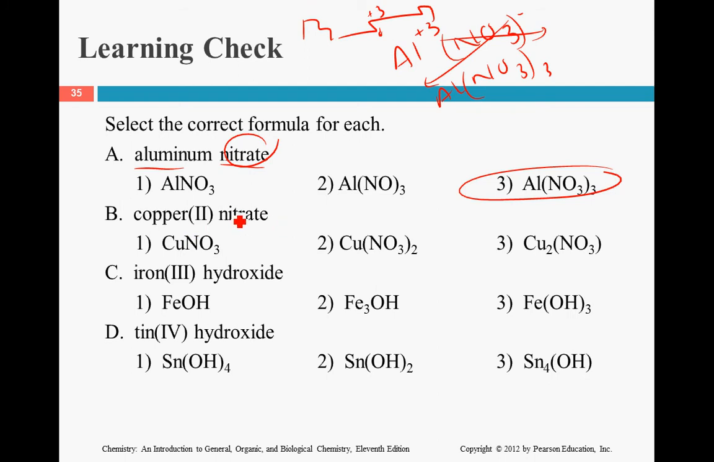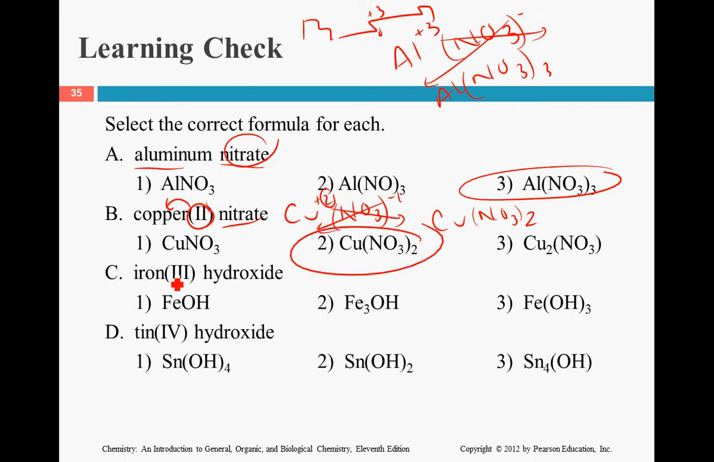Copper 2 nitrate. Now remember that 2 means it's the charge of copper. So we have copper with a +2 charge. Nitrate, once again, NO3 with a -1 charge. Crisscross becomes Cu(NO3)2, because of this 2 here.